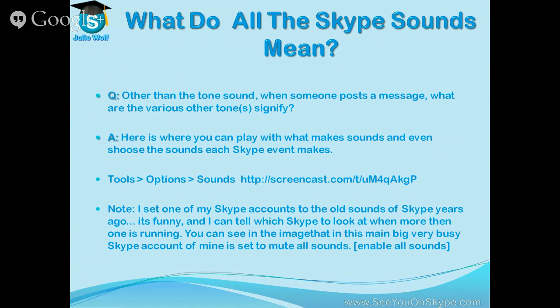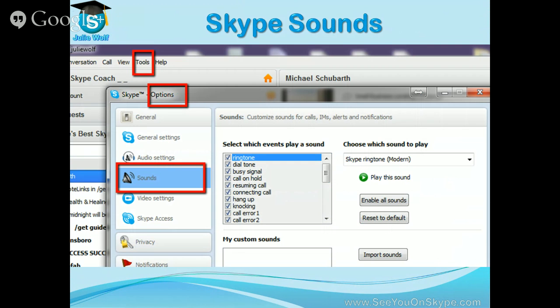So when it says enable all sounds in this image, you can see that I have mine set to mute. I can unmute by clicking the enable all sounds button in the right hand column, underneath the green play this sound. And here's where you can play with your sounds. You can check and uncheck, select which events play sounds, and you can choose which sound to play and play it, and change your Skype sounds. You can even put in custom sounds if you want to.